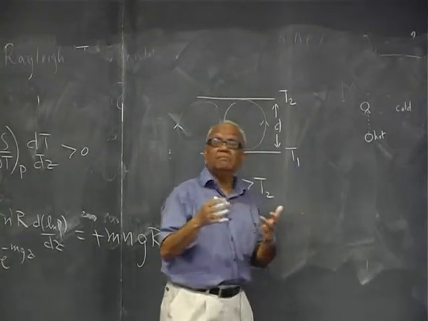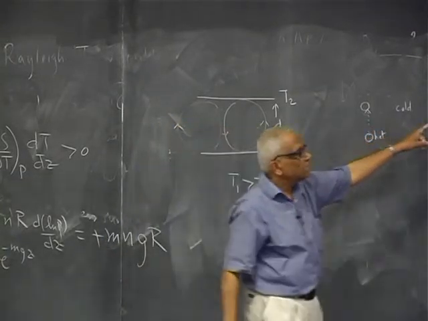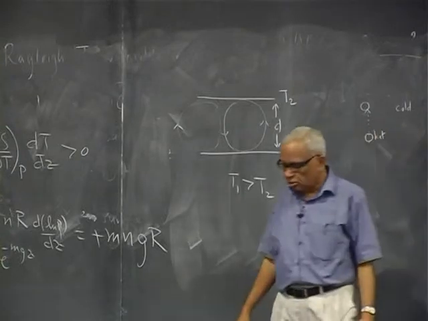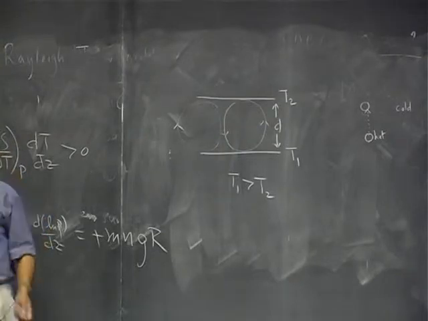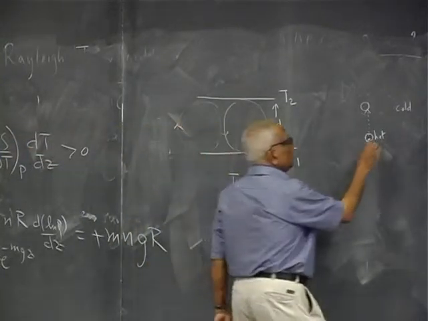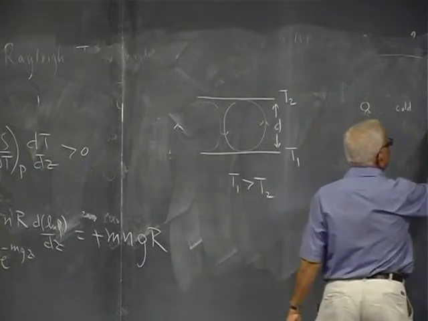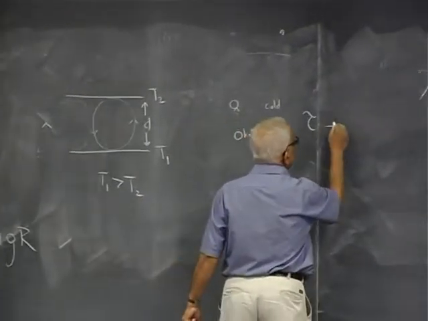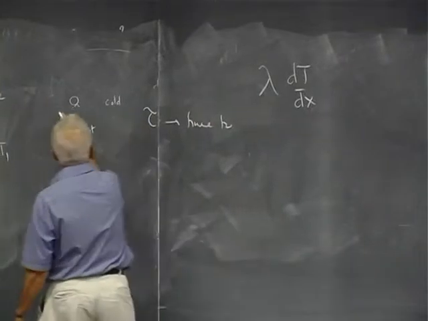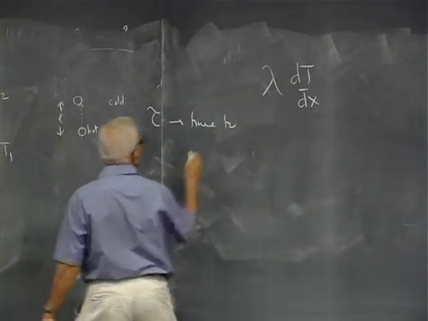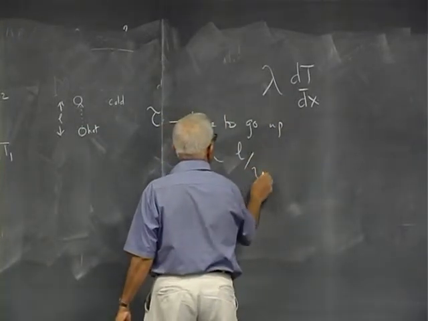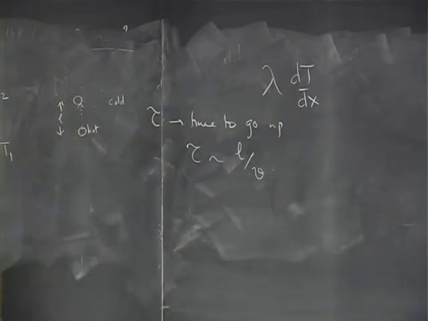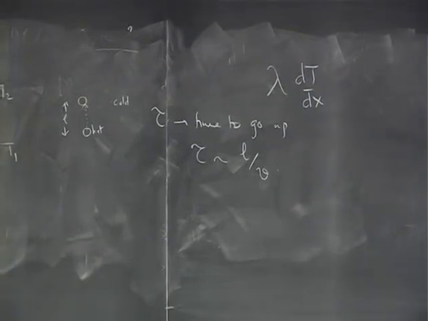That's the rate at which heat is being lost, lambda times dT/dx. I need to know what time it took for it to go up. So what is the time? Let's say the time is tau. If this distance over here is L, then the time to go up is tau equals L over V. That of course assumes that it is going up with a uniform velocity.